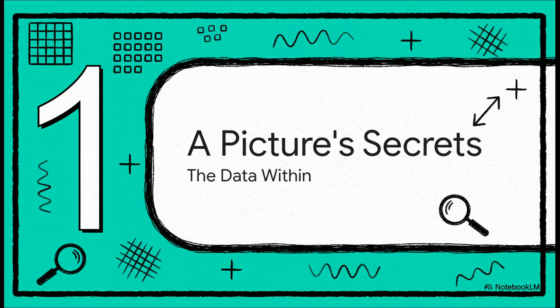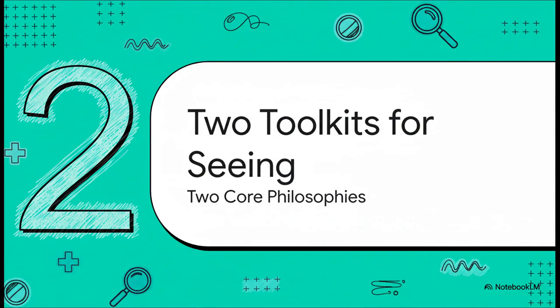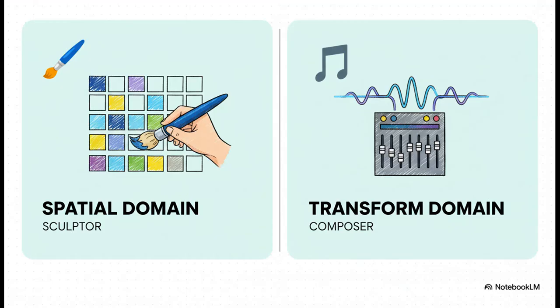The real problem we're solving here is that every digital image is just a grid of data. But things like bad lighting or digital noise can mean that data isn't always presented very clearly. To fix this, we basically have two main toolkits at our disposal. Think of them as two totally different ways of thinking about how to improve an image. And here they are. First up, you've got the sculptor's approach, which we call the spatial domain.